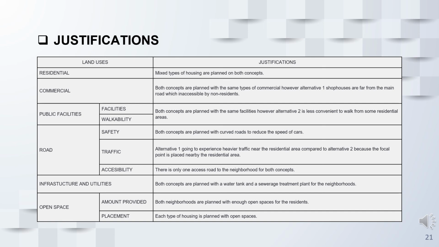Infrastructure and utilities. Both concepts are planned with a water tank and a sewage treatment plant for the neighborhood. Open space. For the amount of open space provided, both neighborhoods are planned with enough open spaces for the residents. The placement of each open space: each type of housing is planned with open space.